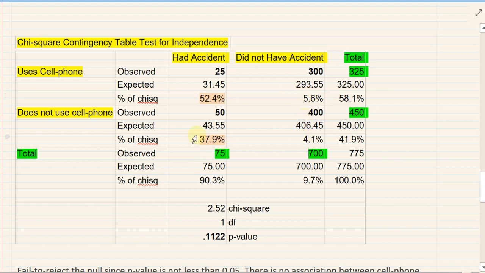Now look at the p-value. Our p-value is large. We're not going to reject this null. Okay, we do not reject the null.